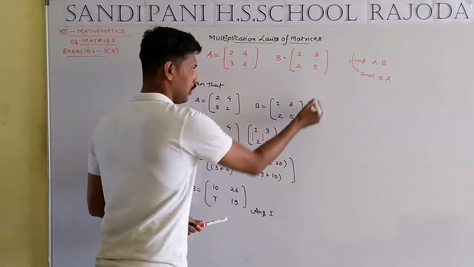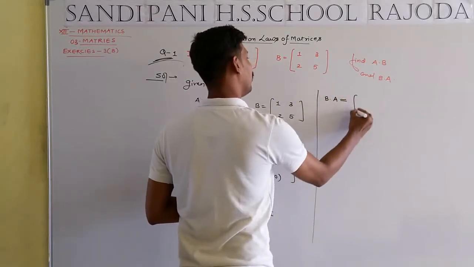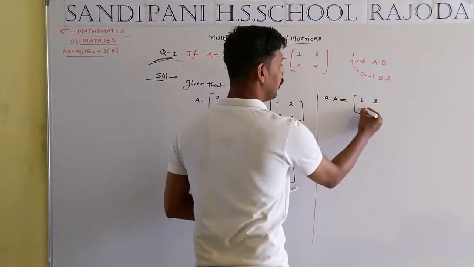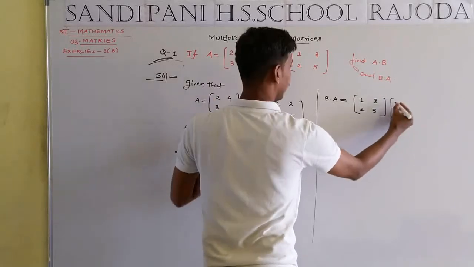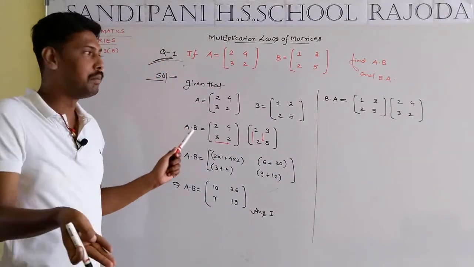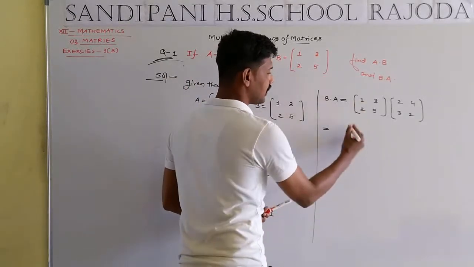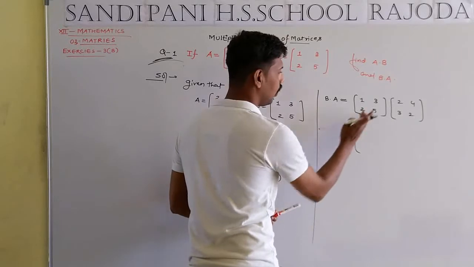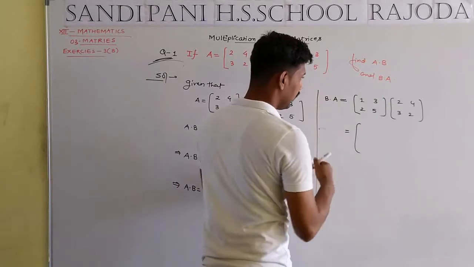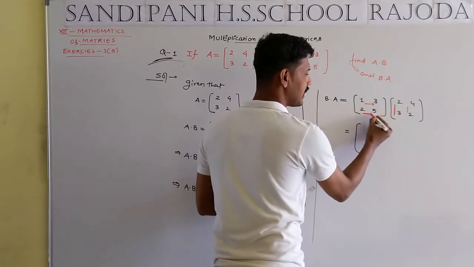Now time for B dot A. What is the meaning of B dot A? B dot A means matrix B multiplied by matrix A. A dot B means A multiplied by B, and B dot A means B multiplied by A. Now the first row of the first matrix is multiplied by the first column of the second. Here first by first, then first by second, second by first, then second by second.